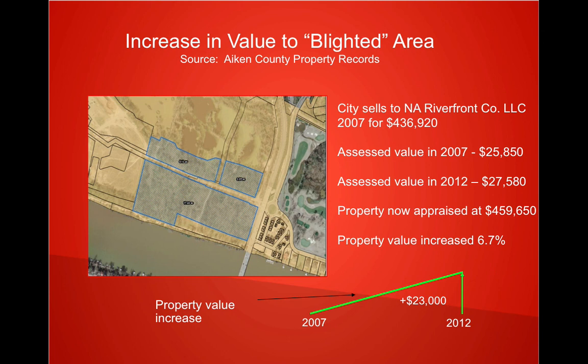So it's gone up $23,000 in value from 2007 to 2012. It's an increase of about 6.7%. It's gone up. It hasn't gone down. That's right, up. The criteria of the law is the property stays flat in value or is going down. And we just can't sell it to anybody. It is unbelievable. It is just unbelievable.